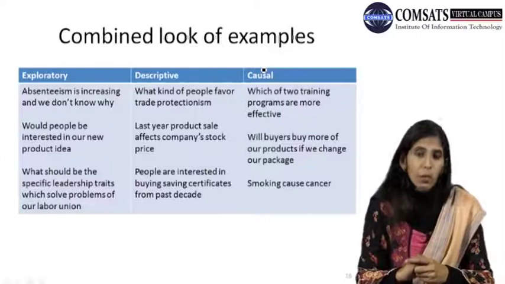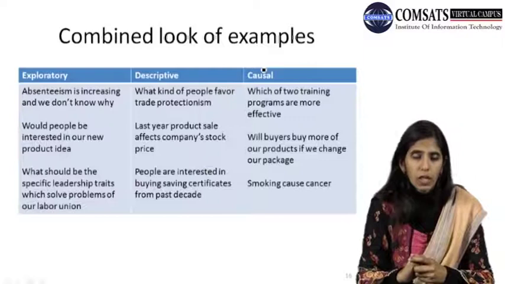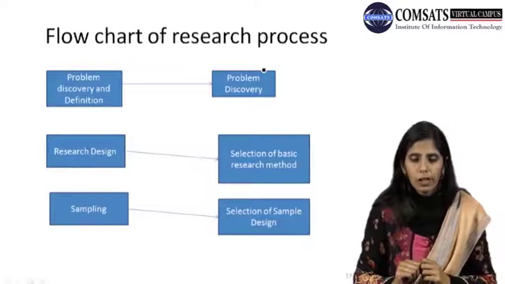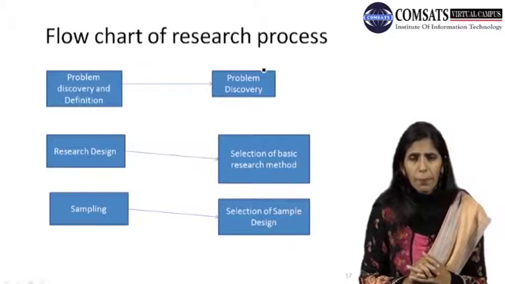That one factor which is cancer can be caused through smoking. So that is something which is again a cause and effect relationship, and it will be placed in the category of causal research. Now let's look at the flow chart for the research process. Now this is a very, very interesting area.